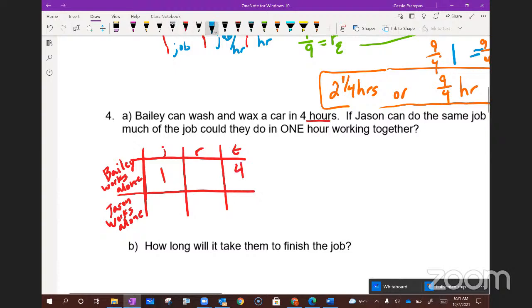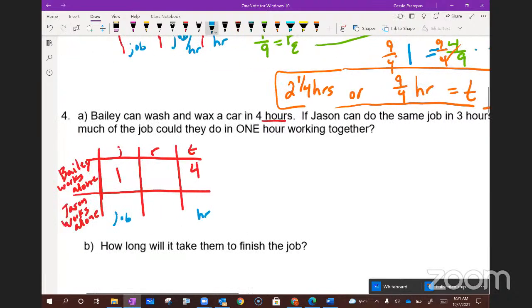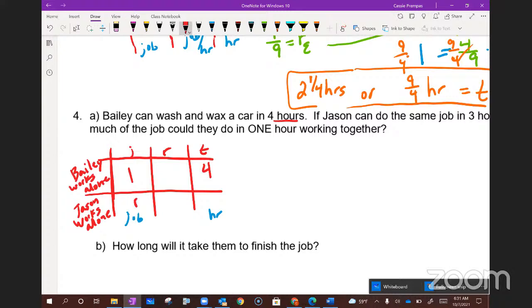Okay, so she can do the one job in 4 hours. And you could go ahead and say, well, this is one job, 4 hours. Now let's take a look. Do we know anything about Jason? We know Jason can do the same job in 3 hours. So he can do one job in 3 hours. Obviously, they did not give me the rate of Bailey and the rate of Jason. So that's something I'm going to need to solve for. Let me call that 1. So I need to determine what is the rate of Bailey and what is the rate of Jason.